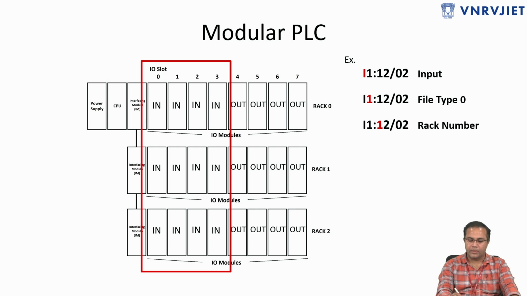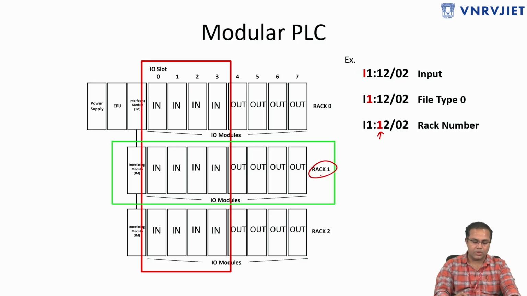Now coming to the third digit, this is 1. So it is clearly mentioning rack 1. Okay, so rack 1 means this one. Okay, so now here is one out of these 4. Okay, so it must be in these 4 only.